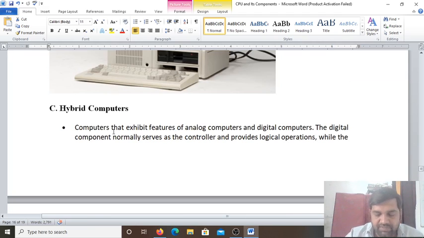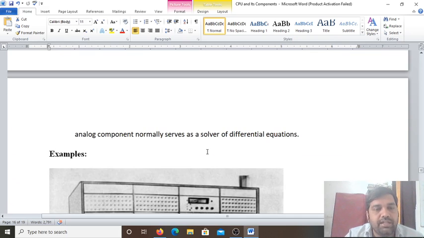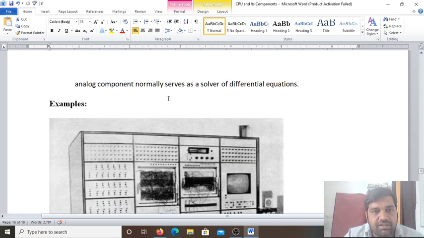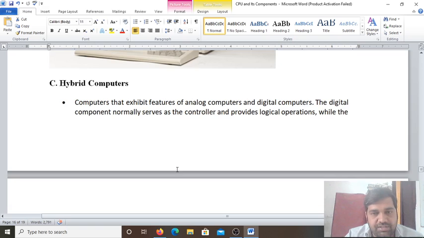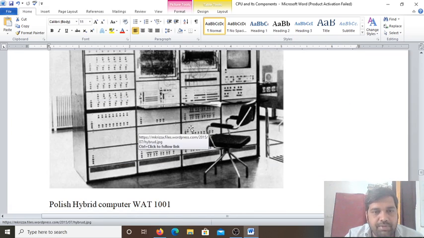So hybrid computers are a perfect combination of the analog and digital. These computers exhibit both the features of analog computers and digital computers. The digital component normally serves as the controller and provides the logical operations, while the analog component normally serves as a solver of the differential equation. So analog is used for solving the differential equations, and the digital component normally serves as the controller and provides the logical operations. You can see this is the hybrid computer, Polish hybrid computer Odra 1001.